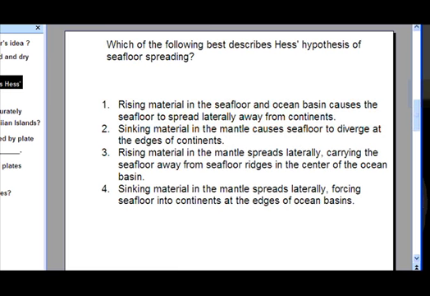Harry Hess was a person who, back in the 50s, I guess, and early 60s, proposed the hypothesis of seafloor spreading, where at those mid-ocean ridge systems, new material was being evolved. Okay, so it's where material is welling up or rising from down underneath and actually extruding onto the ocean floor, and the plates were being spread apart. So as you look at these 4 questions, 2 of them talk about sinking material. That has to do with subduction zones and convergence, not with divergence. So you can eliminate 2 and 4 right away.